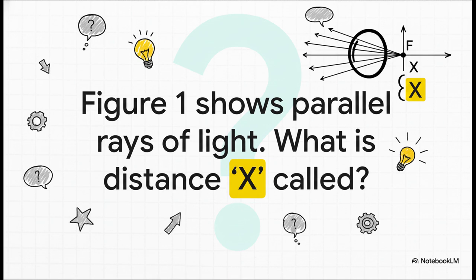You can see these parallel rays of light coming in. They hit the convex lens and get bent, or refracted, and they all meet up at one single point. So what do we call that distance from the center of the lens to that point?